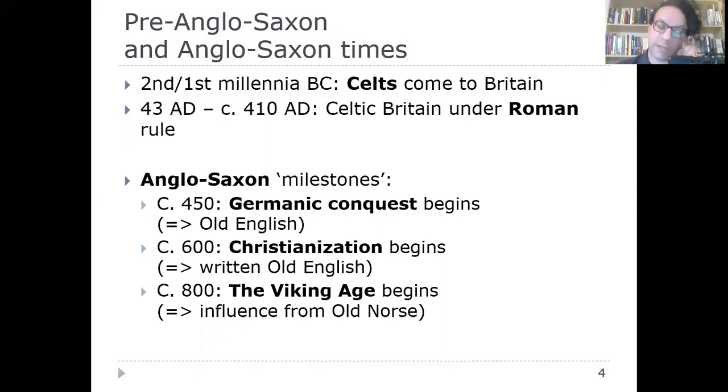And another thing I mentioned is the beginning of the Viking Age, around about the year 800 AD, which means for us that particularly in the northeast of what is today England, the language that the Scandinavian settlers and their descendants brought with them, Old Norse, started influencing spoken Old English in this region.